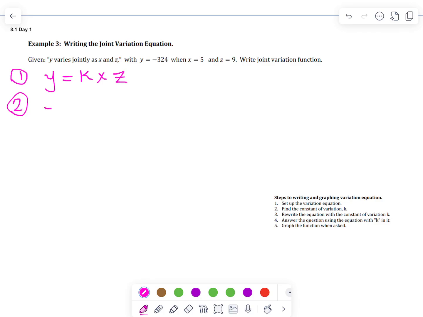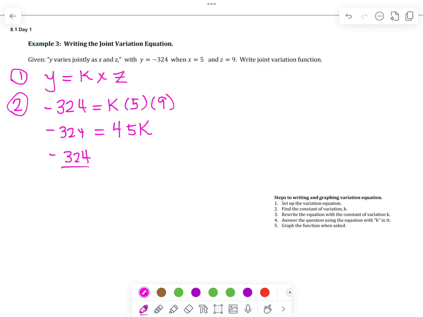So the y is negative 324. The x is 5, and the z is 9. And we want to find out what is k. So we're first going to go ahead and just multiply 5 times 9 on that right side of the equation. So we get 45k. And then we're going to divide both sides by 45. So k equals negative 7.2.